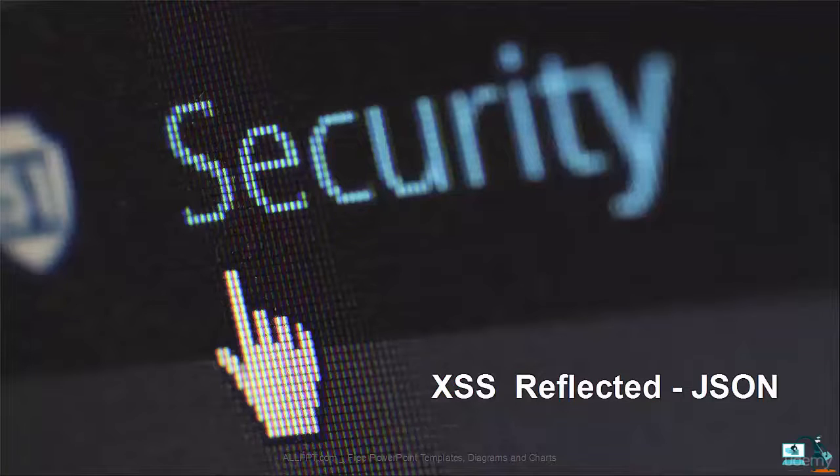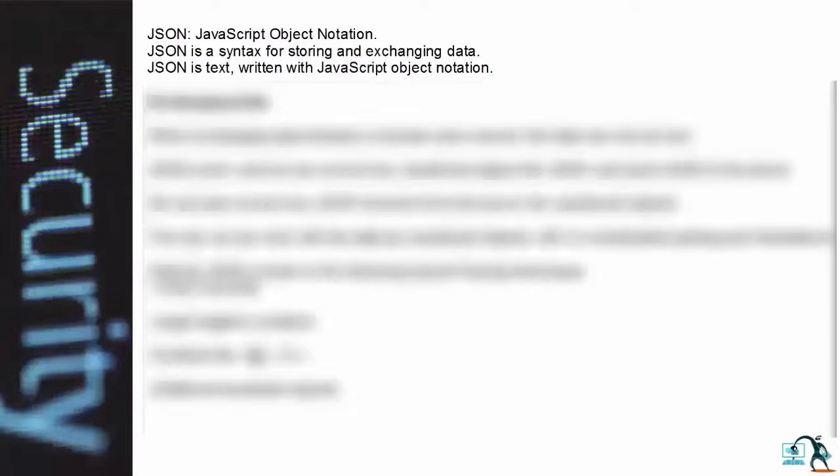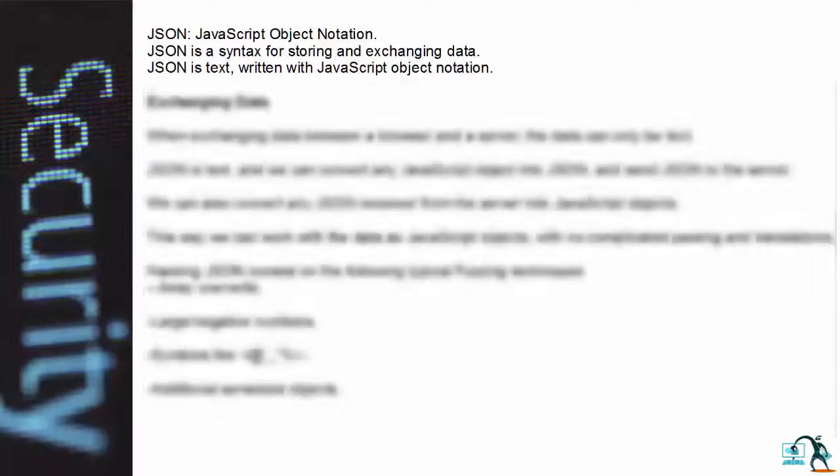So in order to apply our test, we have to know that JSON data objects can be evaluated. This feature helps to overcome the security restriction applied by the SOP, that is same origin policy. However, we can use scripts to communicate and transmit data by the nature of Ajax applications. JSON, JavaScript Object Notation, is a syntax for storing and exchanging data. JSON is text written with JavaScript object notation.